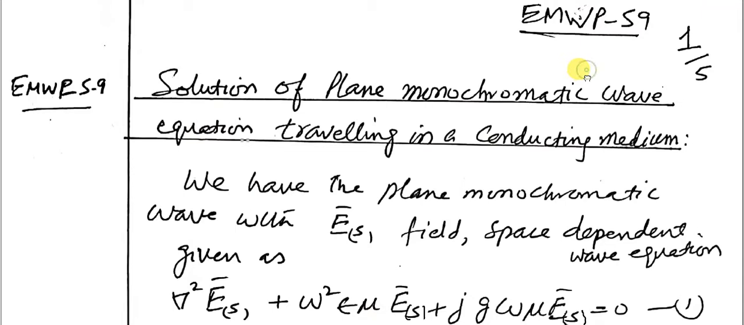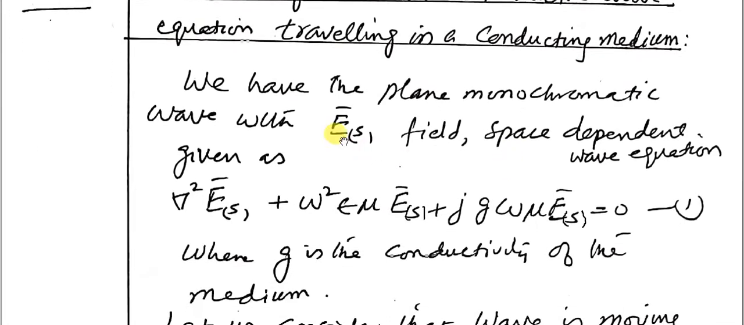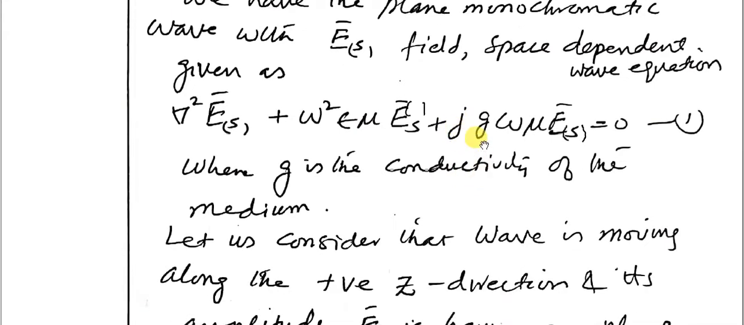So this slide consists of 5 pages. We will go through one by one. So this is page number 1. We have the plane monochromatic electromagnetic wave, which is a position dependent E_s, electric field, E field, S for the space dependent or position dependent wave equation, which is given as del square of E plus omega square epsilon mu E_s plus j omega sigma mu E_s is equal to 0.